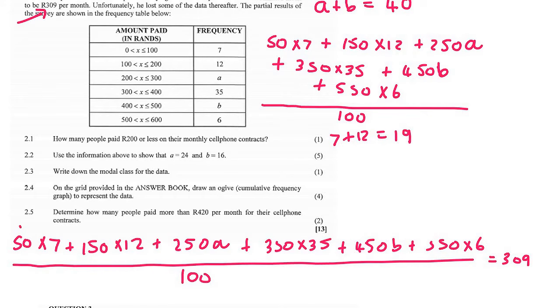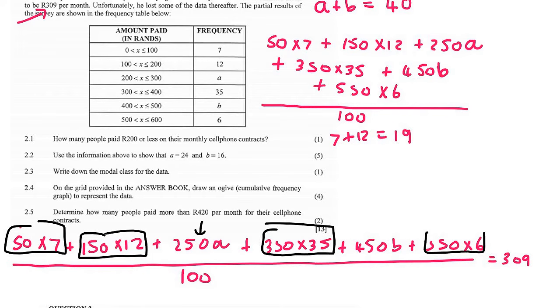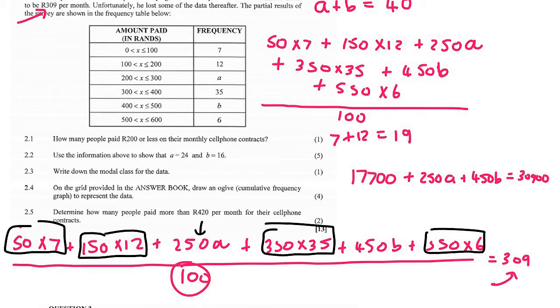There are many different ways you could do that. I would take all of these values and add them together. We can't do the 250a, but we can add these ones and this one, which gives 17,700. Then we still have 250a and 450b. Then I would also multiply the 100 over to the 309, and that would give us 30,900.